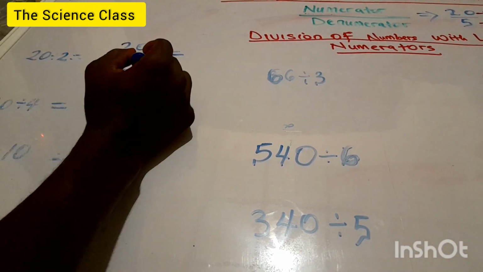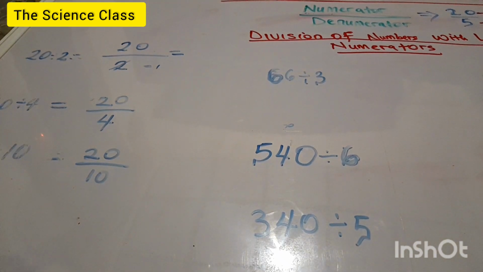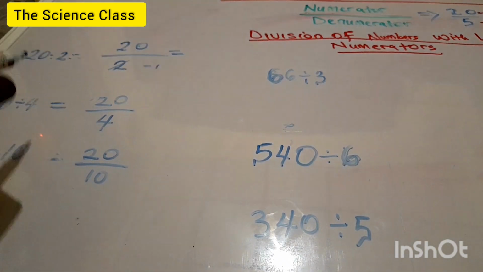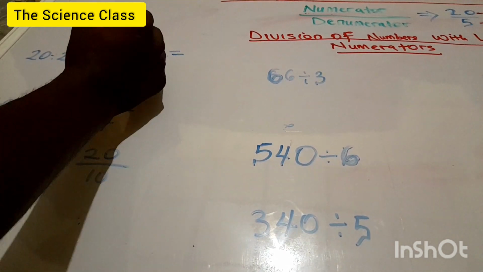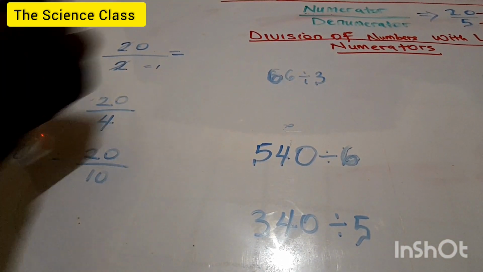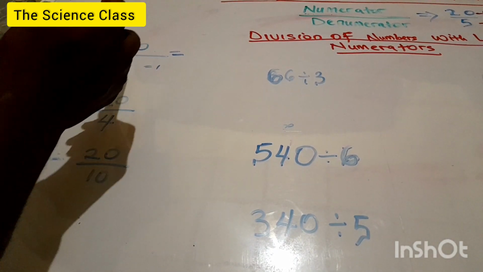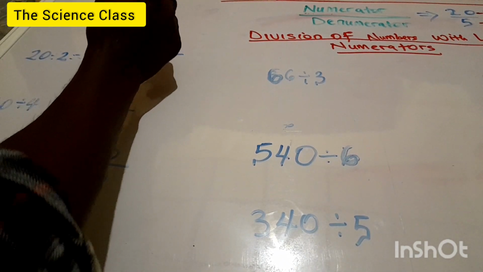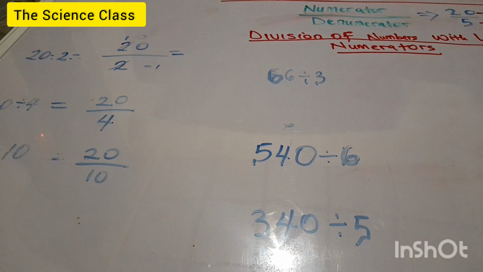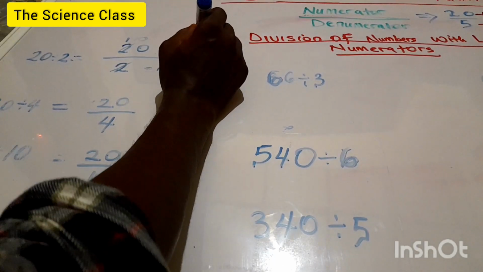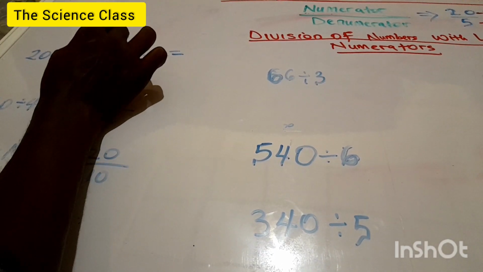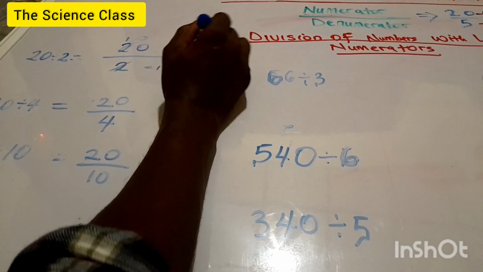2 divided by 2 gives you 1, because 2 times 1 is 2. And 0 divided by 2 gives you 0, because any number multiplied by 0 is 0. So 20 divided by 2 is 10. A 1 and a 0.